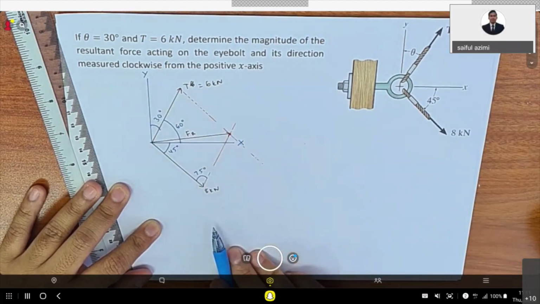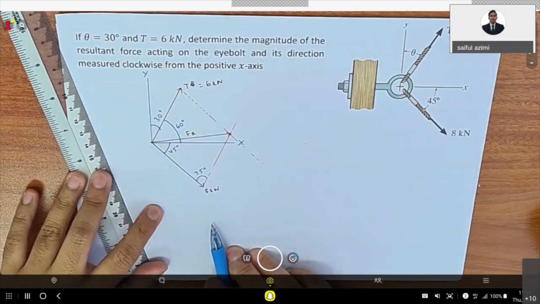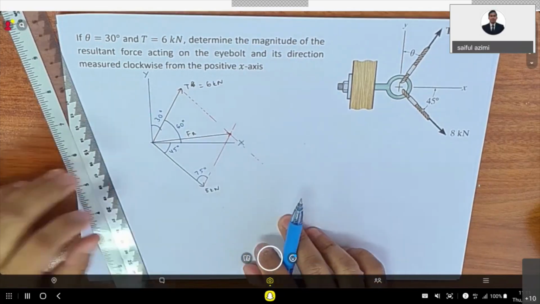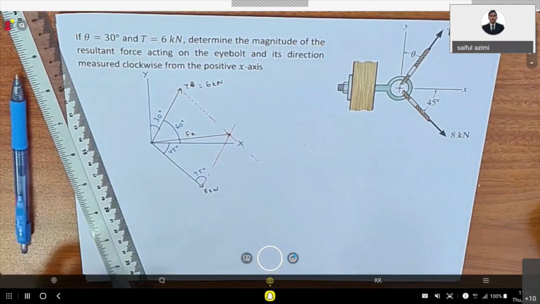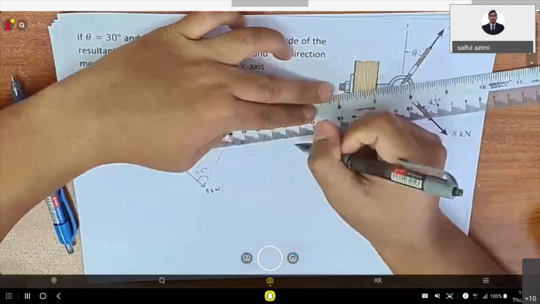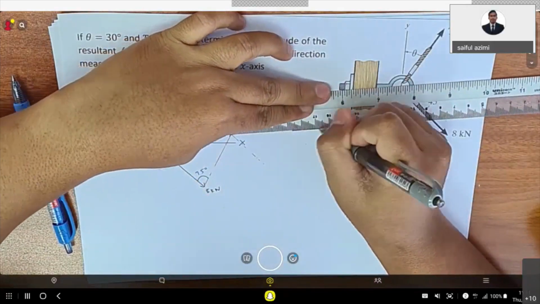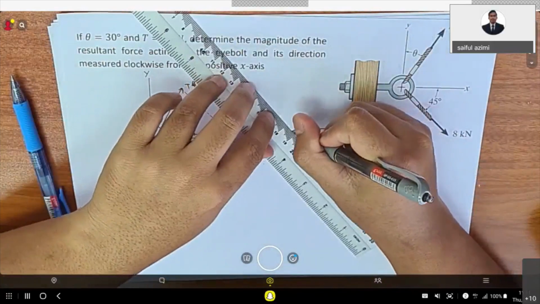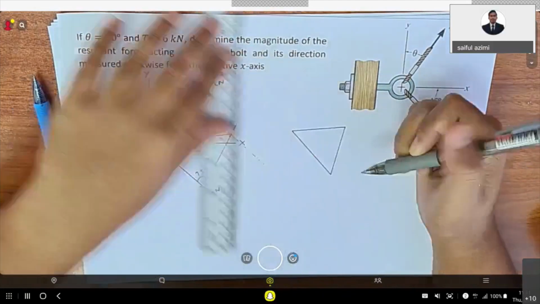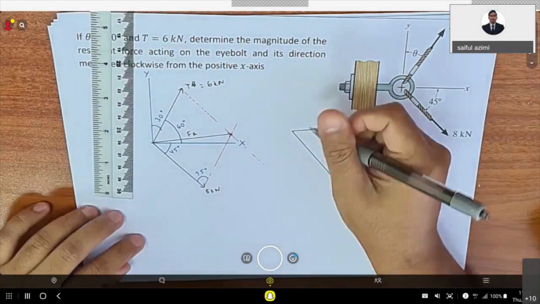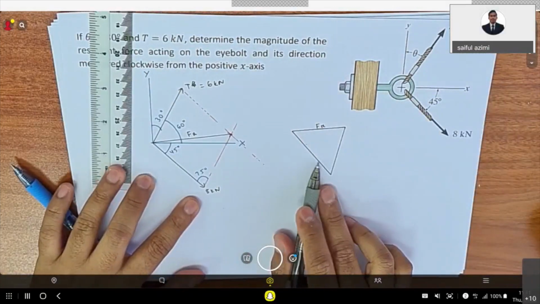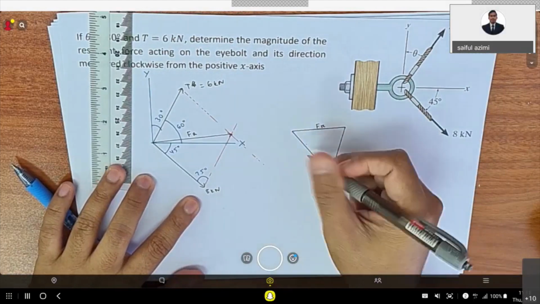All right. Next, what we should do is convert this parallelogram into a triangle, in order for us to solve the problem. So we have the resultant force here, and the angles here. This is your resultant force, and the value of this force is 8 kilonewton.